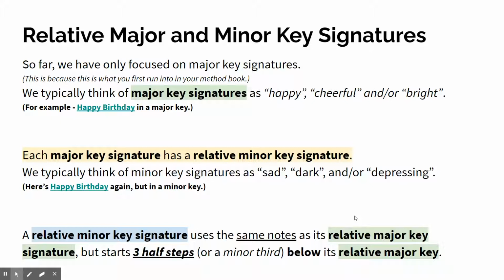There's a link here in the slideshow to happy birthday, but now it's in a minor key, and you can tell what happens when you change the key. A relative minor key signature uses the same notes as its relative major key, but starts 3 half steps or a minor third below its relative major key. I'll show you some examples of what that might be.